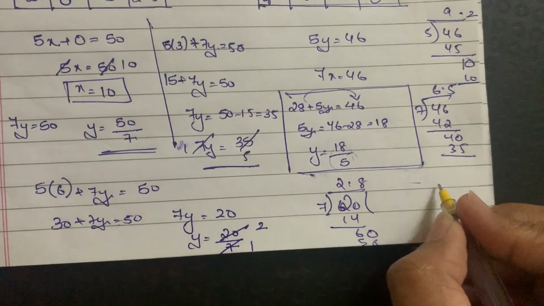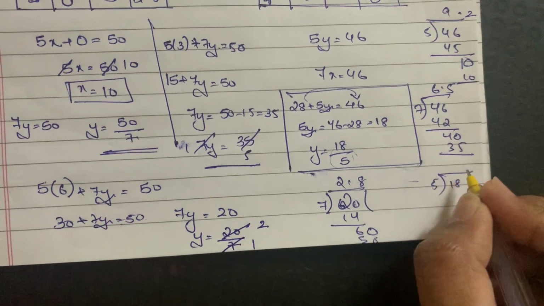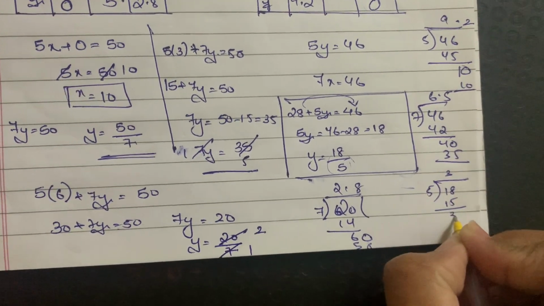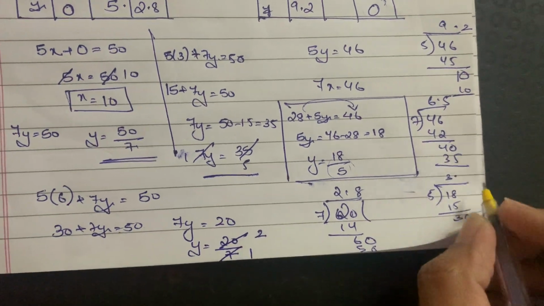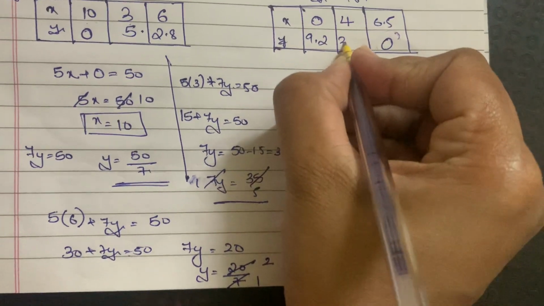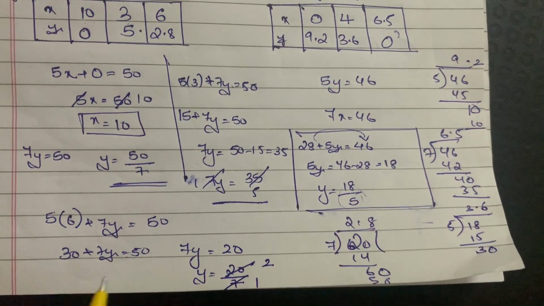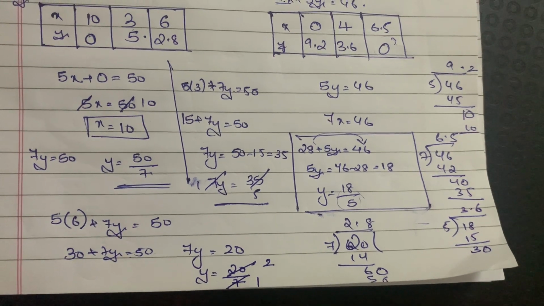Division I have to do. So 5 divides 18. 5 3s are 15. I'm left with 3 in here. 0.6. 3.6 is the answer. Finished. Let's just do the graphical representation for this.